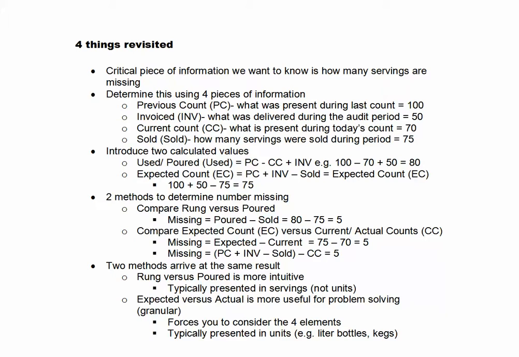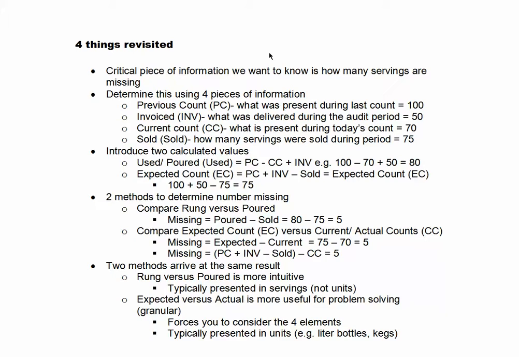So here we go. As we discussed in the first one, the critical piece of information we calculate and basically sell in our reports is how many servings are missing. In order to do this, we used the example of bottles of Budweiser. I apologize, I did change the numbers here to hopefully make it easier, so the numbers weren't repeated. I don't know if I've succeeded there, but either way, we're using some new numbers.